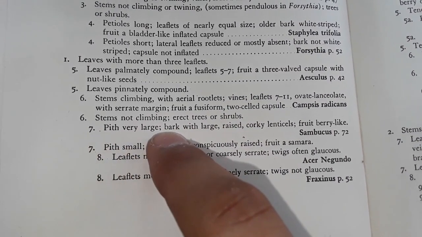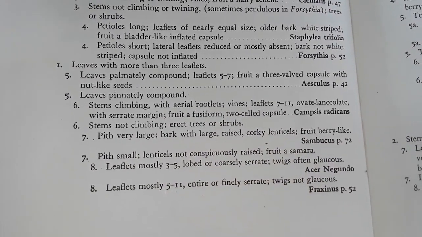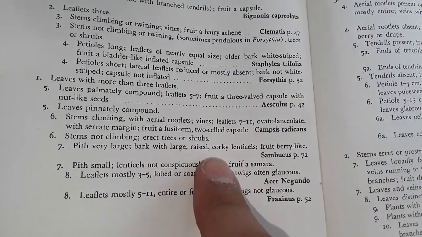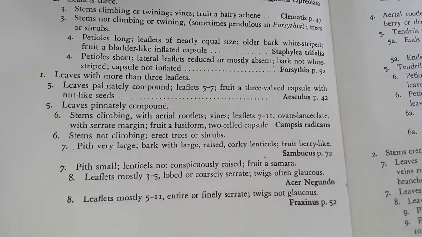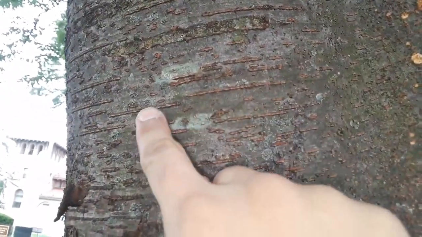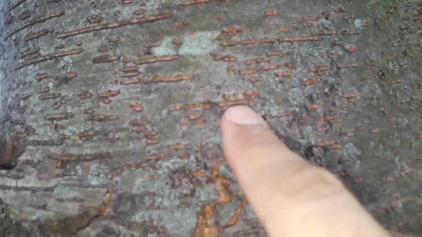Pith very large. Bark with large, raised, corky lenticels. Right, so you have to know what a lenticel is. This tree does not have them. Let me see if I can find an example of a lenticel. Okay, so this is a tree that has a good example of lenticels. These transverse or horizontal lines are good for air exchange.